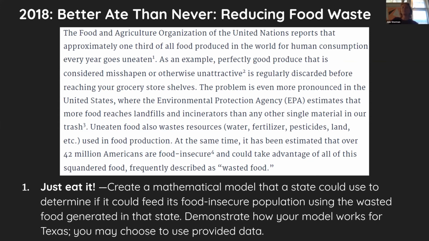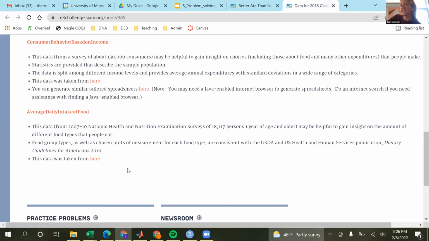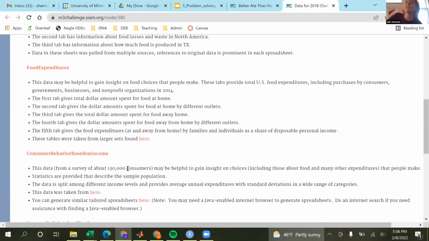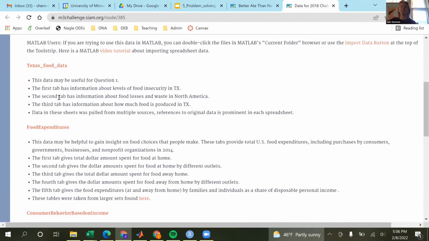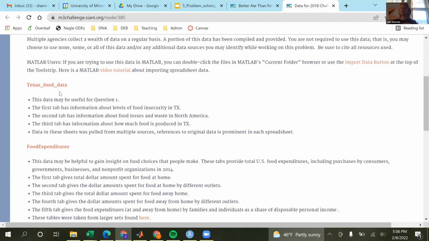And it notes that you may choose to use the provided data. So let's go and look at that. That would be the second link that I sent you in the chat. And we're provided with 4 different tables. Let's just go over them quickly so we know what kind of things we have the options of working with. The first one is Texas food data. It explicitly states that this data will be used in question 1.